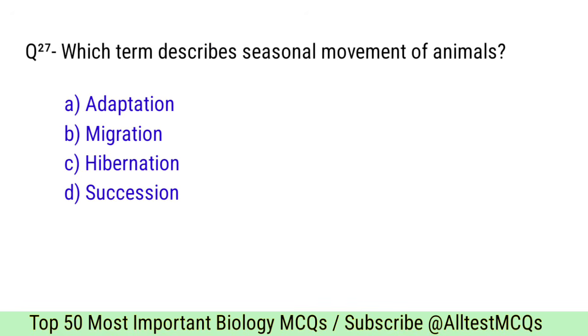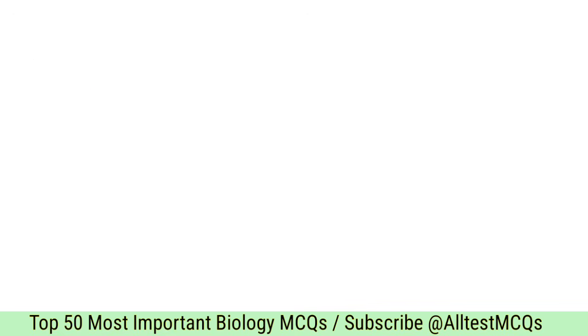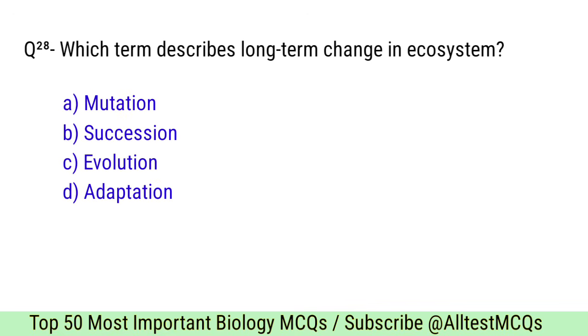Question number 27. Which term describes seasonal movement of animals? Correct option is B. Migration. Question number 28. Which term describes long-term change in ecosystem? Right option is B. Succession.